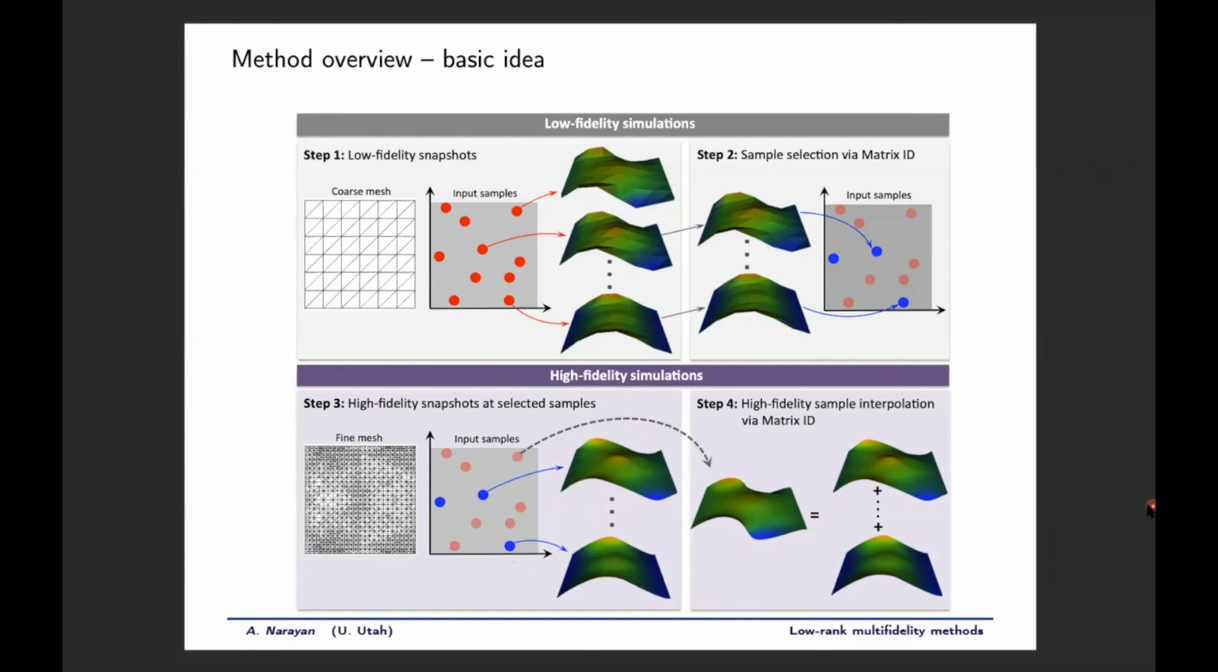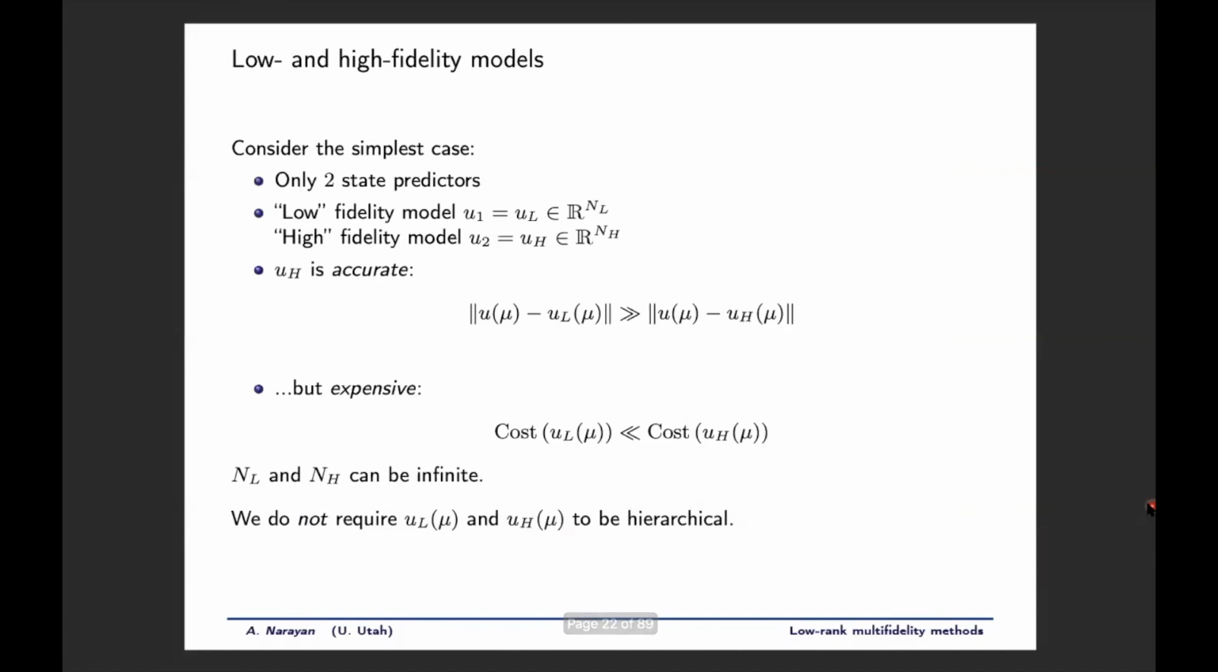Now I'll show you a few equations with this. To make everything concrete, we'll just do 2 models, low and high, so UH and UL. Again, I'm making the assumption that the error that the low fidelity model commits is a lot bigger than the error that the high fidelity model commits. On the other hand, it's also a lot cheaper. And the number of degrees of freedom can be arbitrary.